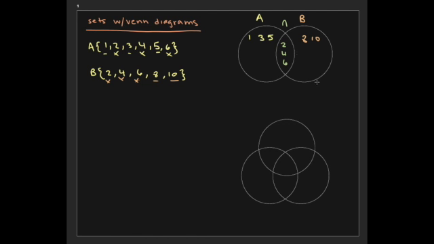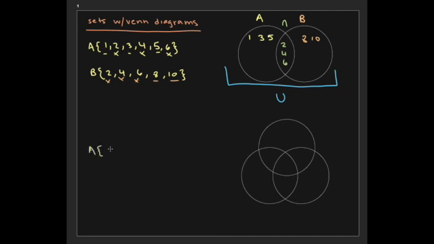And so set A will be that circle and set B will be the other circle, and the intersection between them is the intersection between the two sets, and the union represents all the numbers in the Venn diagram.